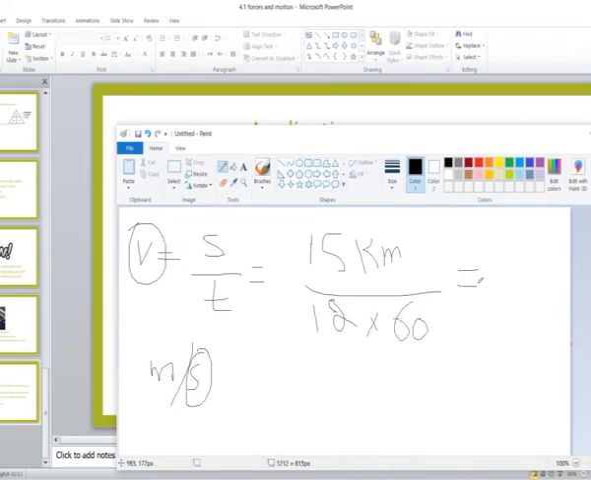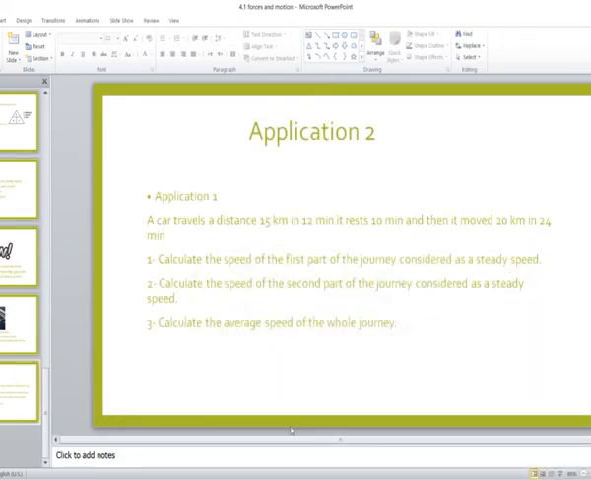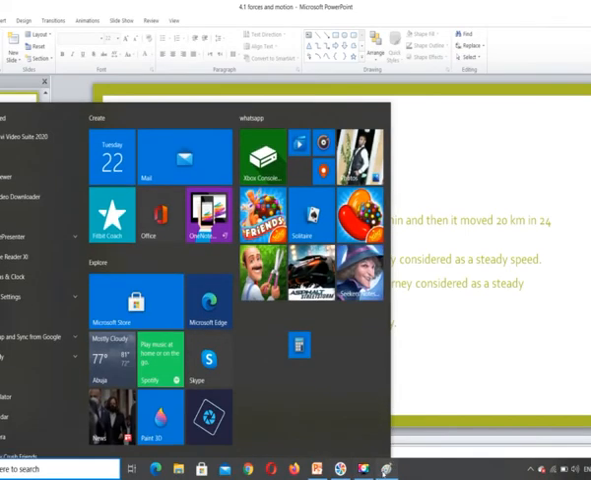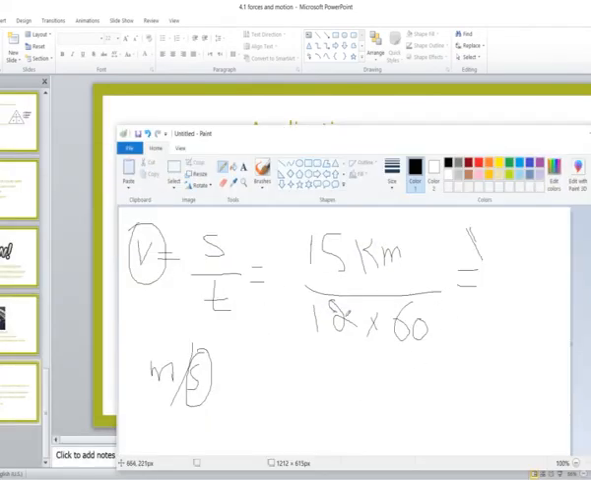So it's equal to 15 kilometer. Not only the time I must convert, I also need to convert what? The distance, because the unit is meter per second. So 15,000. Why 15,000? Because I must multiply by 1,000. 15,000 divided by 720.